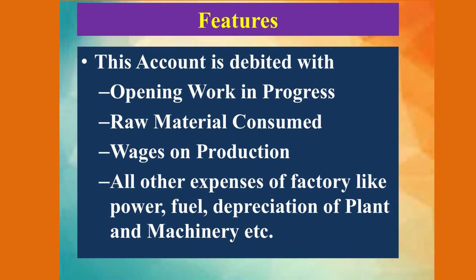If there is any purchase of raw material, that will be added, and then we will deduct the closing stock of raw material. That gives us the raw material consumed. Then we have wages on production. If any wages have been paid on production, that will also be debited to this account. Then all other expenses of the factory like power, fuel, depreciation of plant and machinery, etc. It is debited with these accounts.